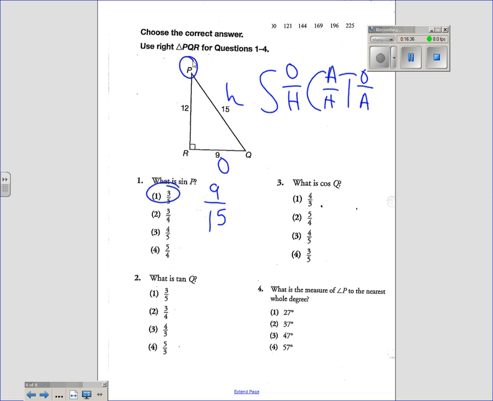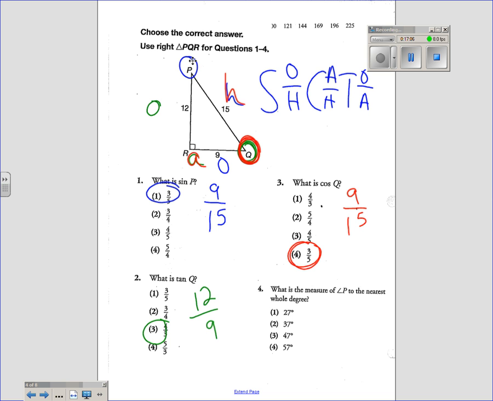Tangent of Q. If I'm at Q, this becomes opposite over adjacent. This becomes 12 over 9. Well, that's not there either, but it's been simplified, and you simplify it to 4/3. Cosine of Q. Now I'm back at Q, and now I want to do adjacent over hypotenuse. So now I'm doing 9 over 15. Simplify that to be 3/5.